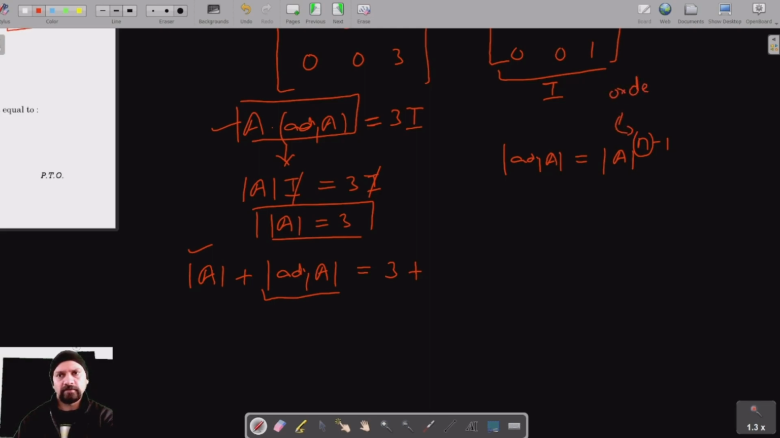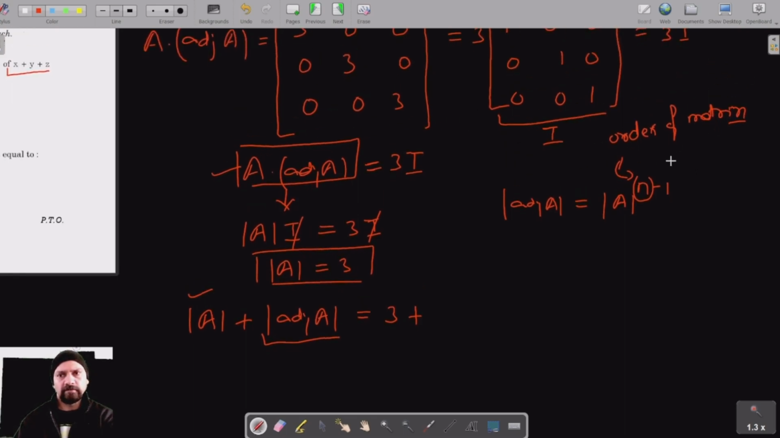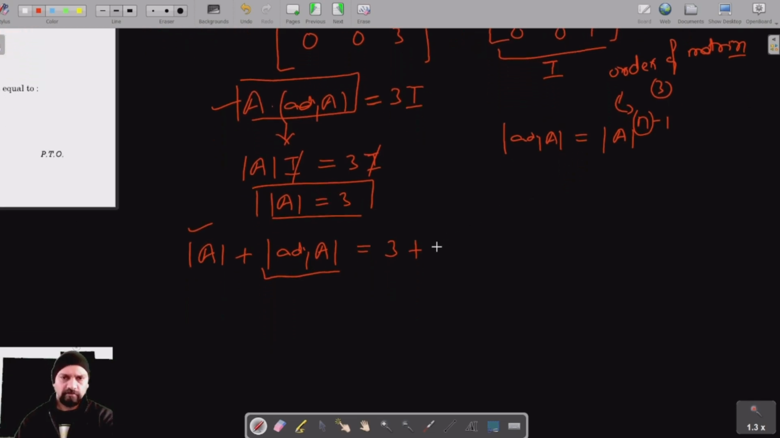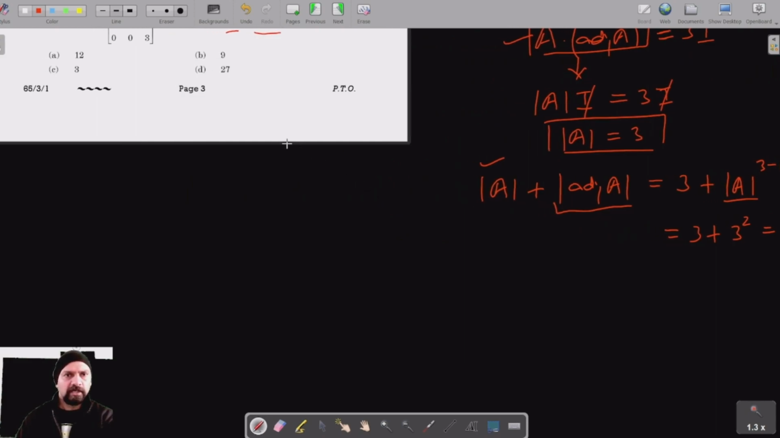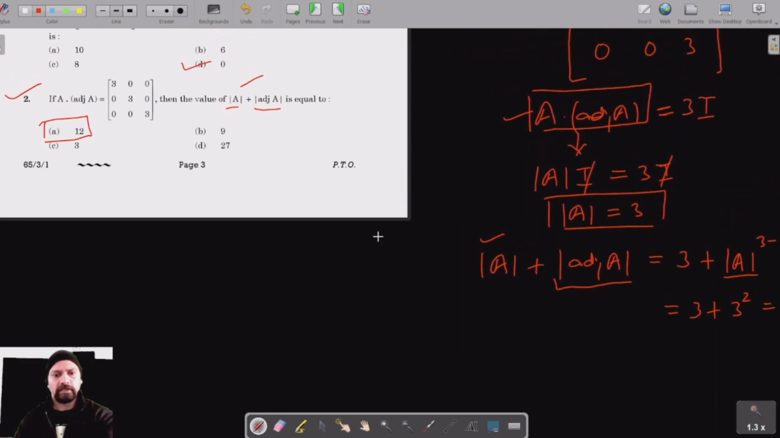where n is the order of the matrix, and the order of the matrix is 3. So this is determinant A raised to the power n minus 1, which is 3 minus 1, and this is 3 plus the value of determinant A, which is 3, to the power 3 minus 1, that is 3 squared. So this is 3 plus 3 squared, which is 3 plus 9, equal to 12. Our correct option is option A. Let's move on to the next one.